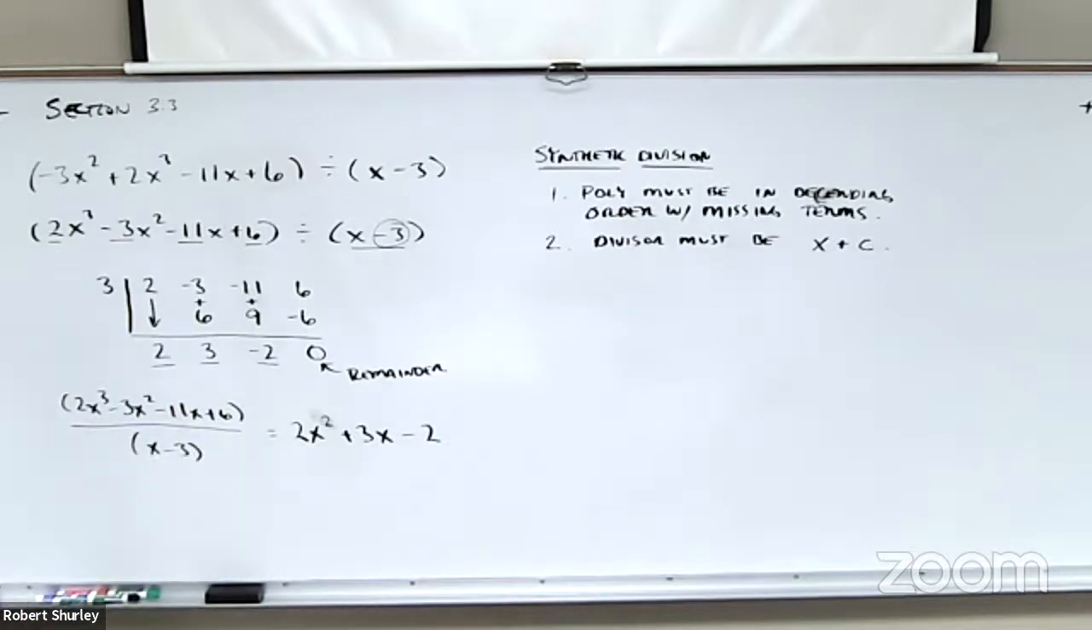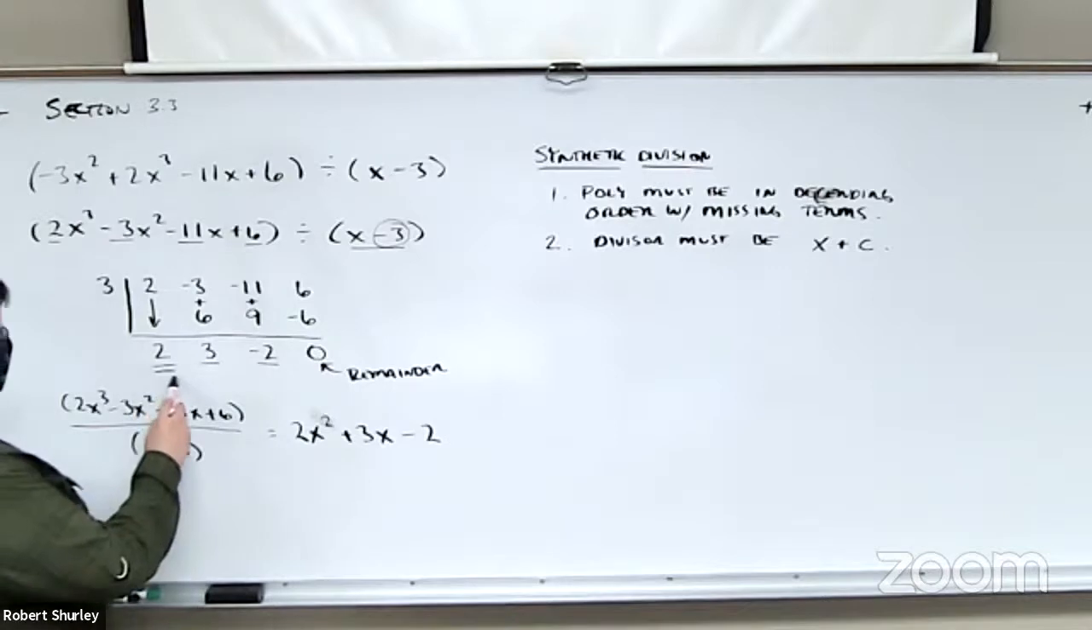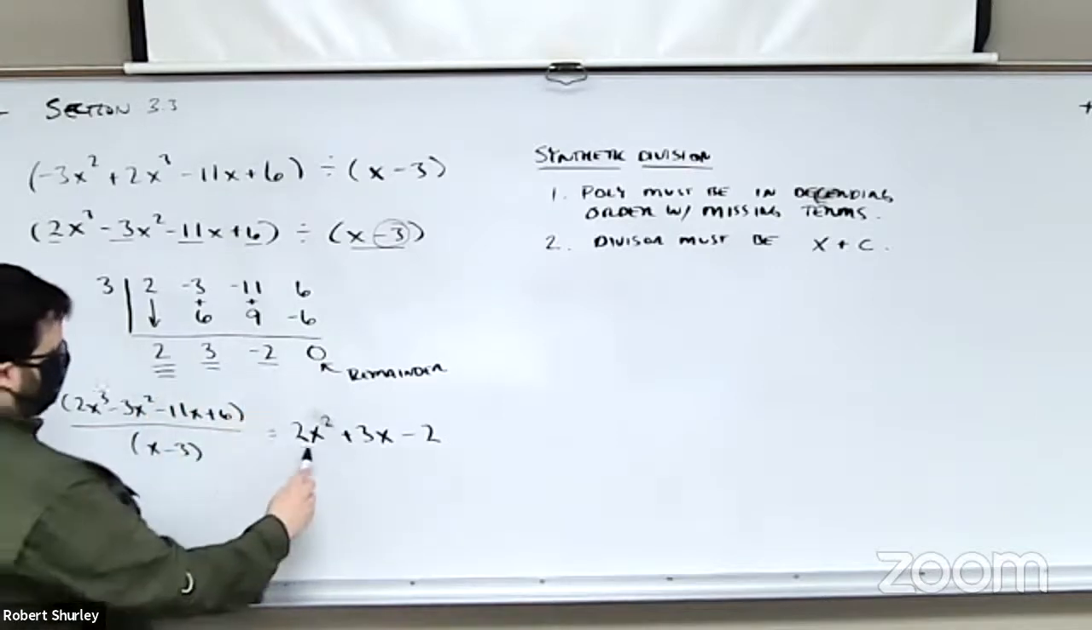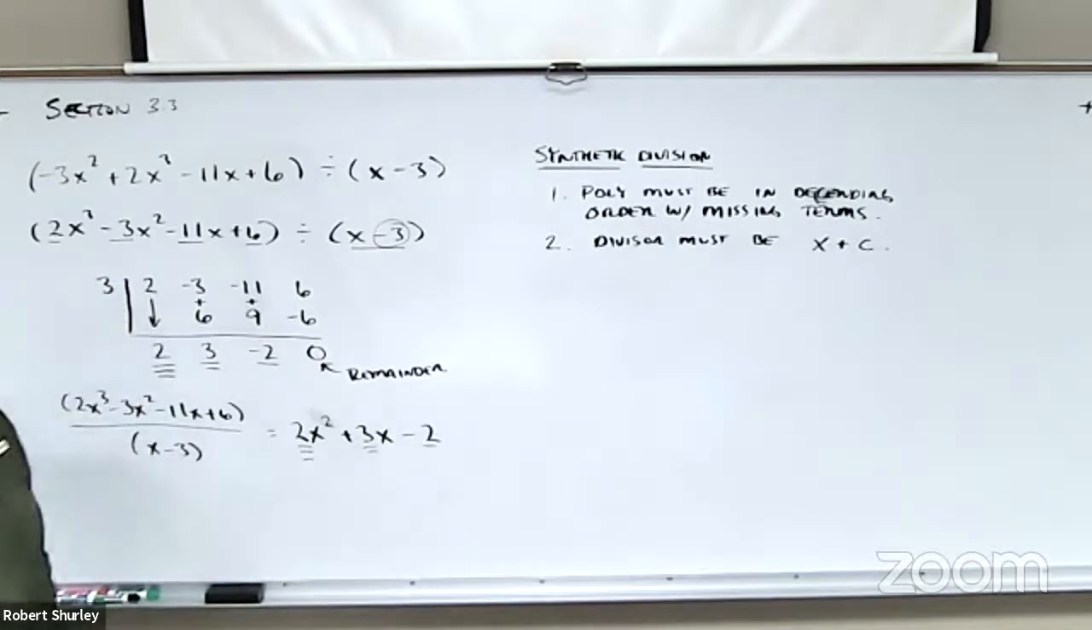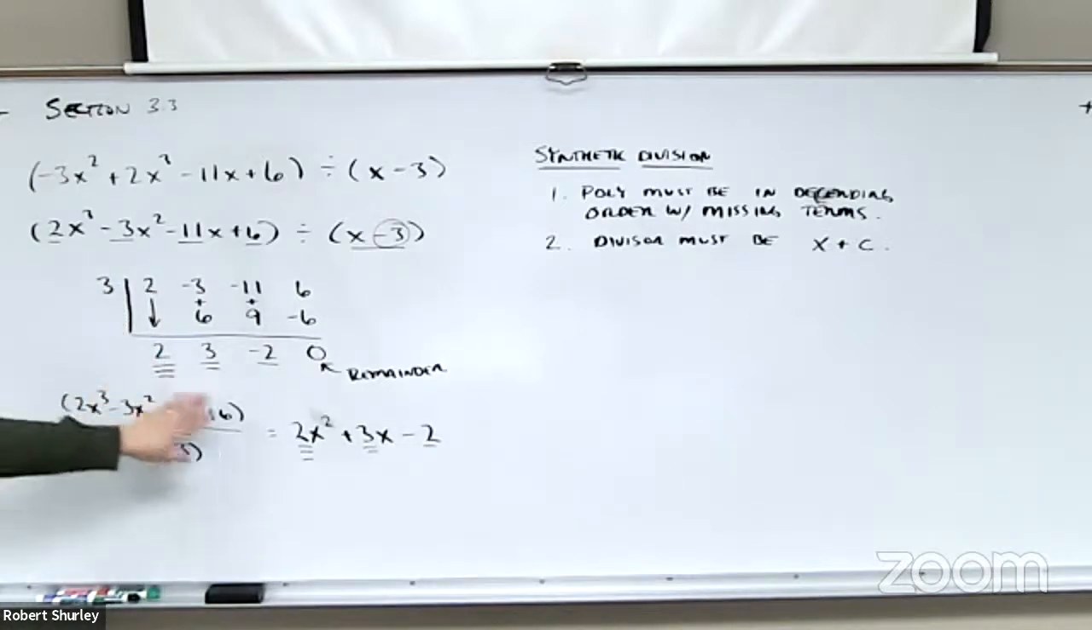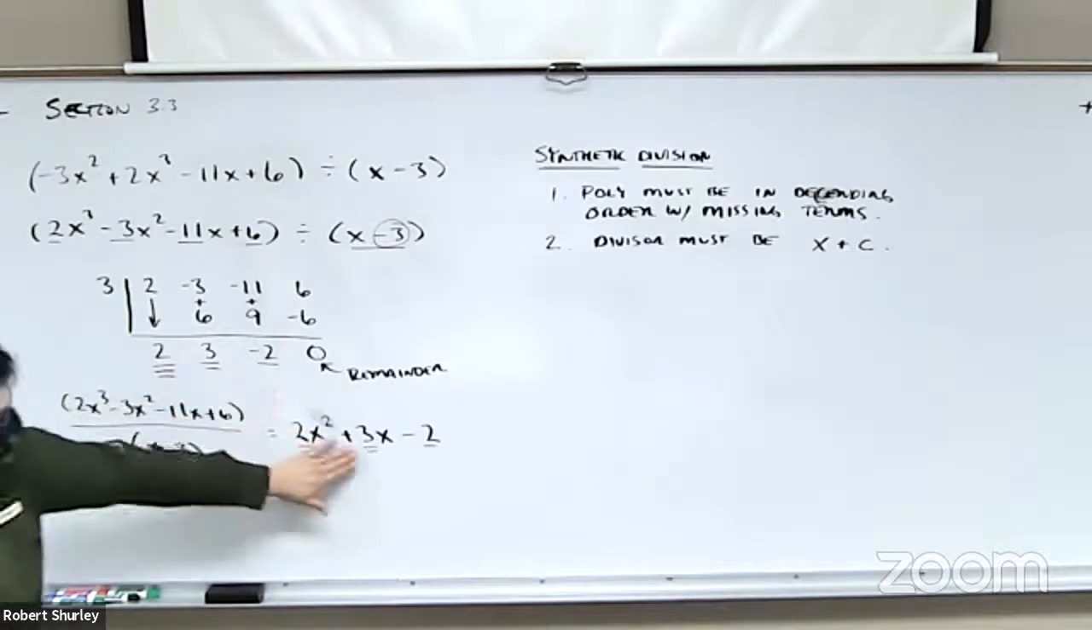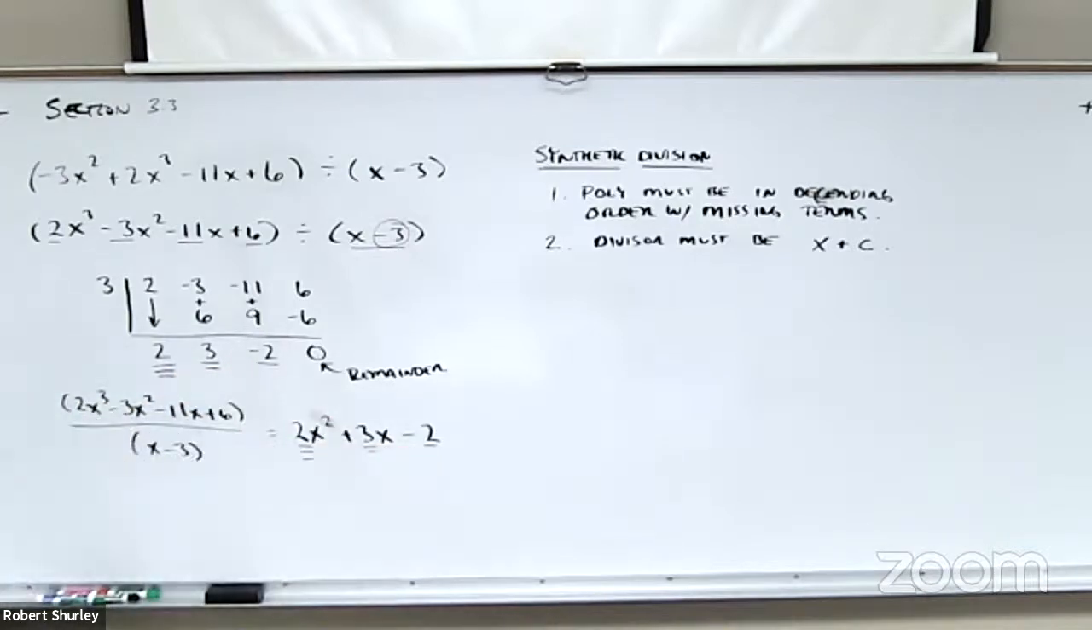I'm going to do one after this with the remainder to show you how to deal with it. Okay? But here, I'll show you where these are coming from. That's where they're coming from. Okay? The 2 is there, the 3 here, and the -2 there. Okay?